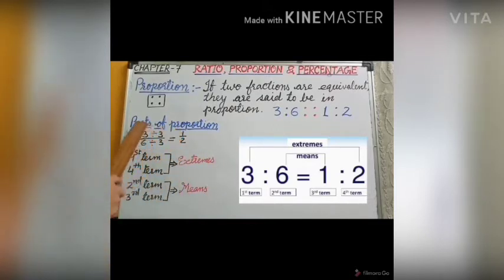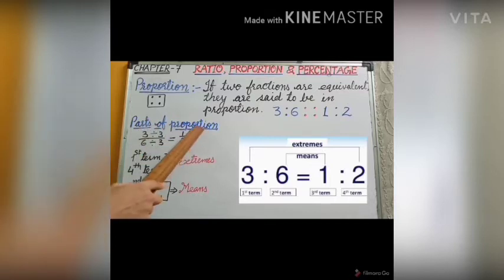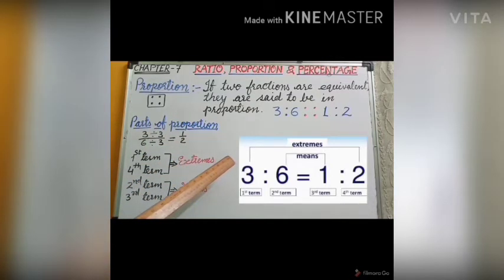Okay, and let's see the parts of proportion. Proportion has 4 parts. Here you can see first term, second term, third term and fourth term. First term is 3, second term is 6, third term is 1 and fourth term is 2. So the first and fourth terms are known as extremes, and the second and third terms are known as means. Okay, so proportion has 4 parts: first term, second term, third term and fourth term. First and fourth terms are extremes, second and third terms are means.